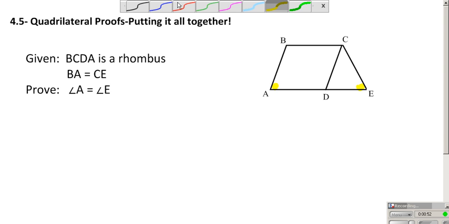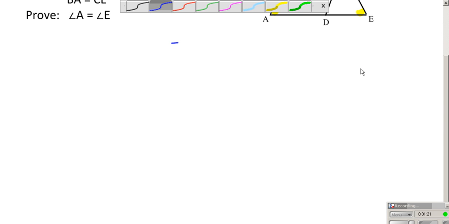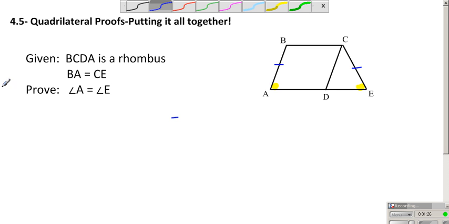Once I know where I want to go, it seems a lot more clear that given that BCDA is a rhombus and BA equals CE, I'm probably going to be dealing with something about either the opposite angles of a rhombus being equal or their parallel lines giving me the equal angles property. It kind of helps trim down what options I'm going to go with. So let's go ahead and start with our given information. Get that on our T-chart.